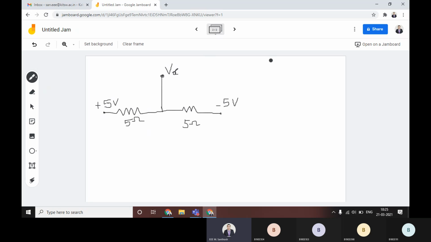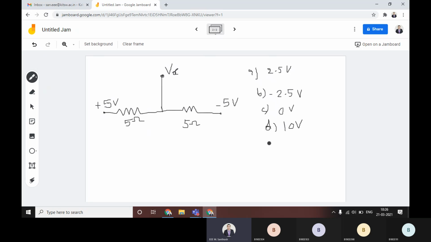I will give you options. The first option is 2.5 volts. This is A. And next B, minus 2.5 volts. Then C, 0 volts. D, 10 volts. Sorry, 10 volts.